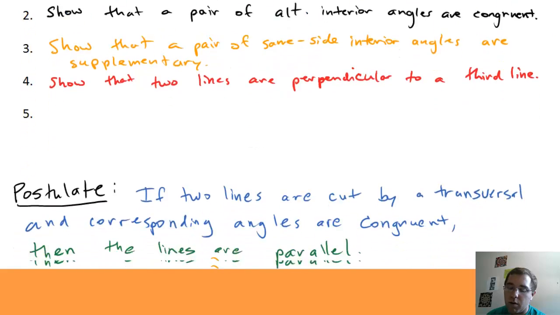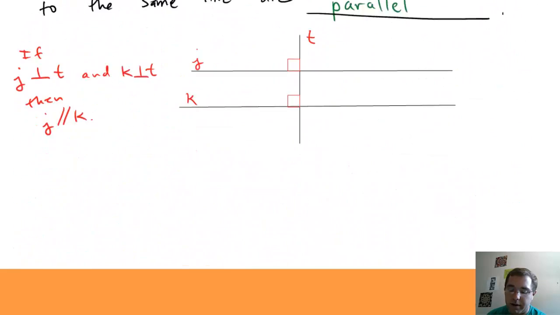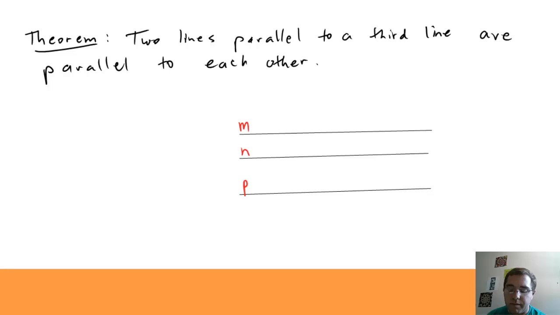Okay? One more way to prove that lines are parallel. If you have two lines that are each individually parallel to a third line, then those two lines are parallel to each other. So think about what that means in this diagram.